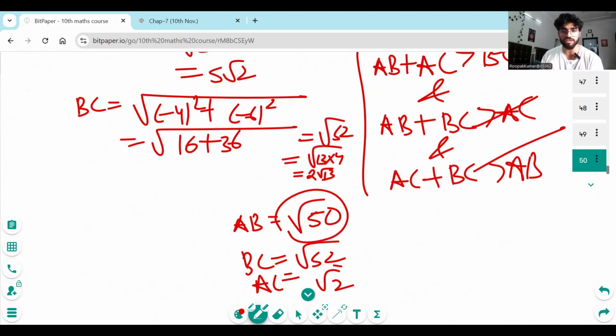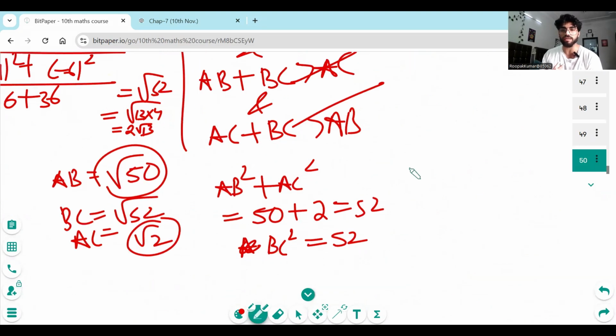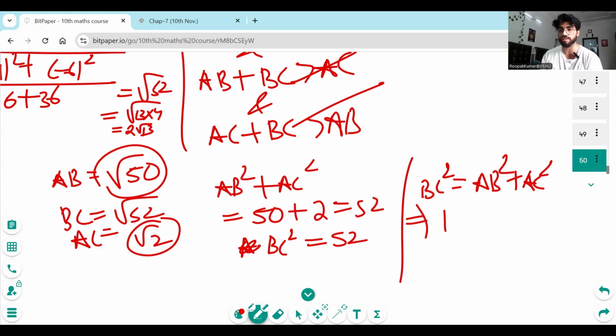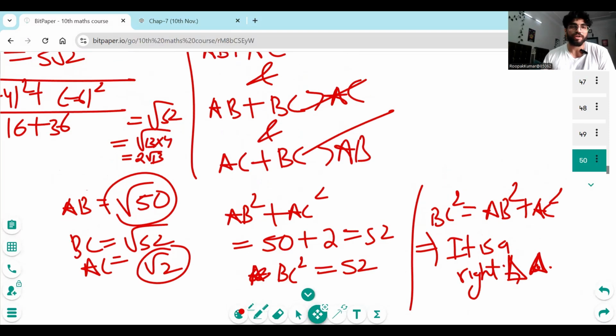The square of these two, AB square plus AC square, is what? Root 50 square is 50 and root 2 square is 2, square में रूट हट जाते हैं, 52 आ गया. और अगर BC का स्क्वायर करूं तो देखो root 52 का स्क्वायर is 52. So both are coming equal. That is, the square of one side is equal to the sum of the squares of the two sides. And when that happens, I have told you that is a right angle triangle. Okay, right angle triangle. So that's how we do such questions.